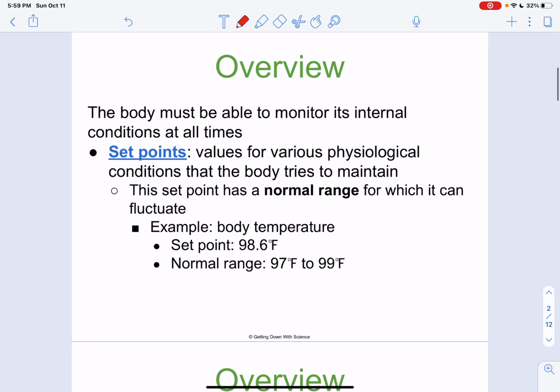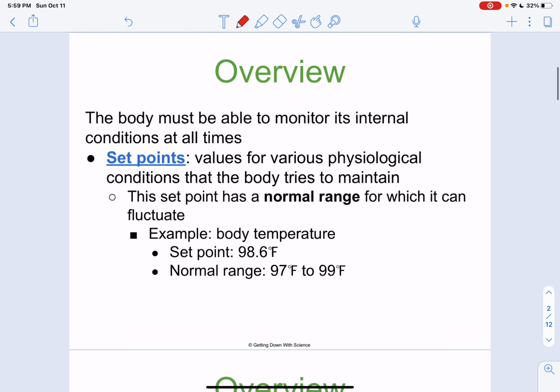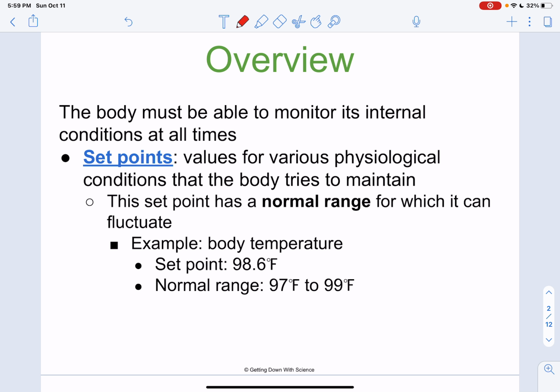So our body has to be able to monitor its internal conditions at all times. And so this could include our internal temperature, hunger levels, water levels, blood pressure, you name it. It involves a lot of different things.